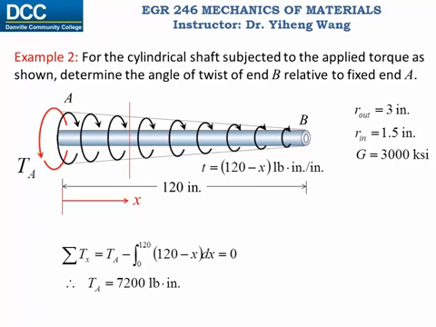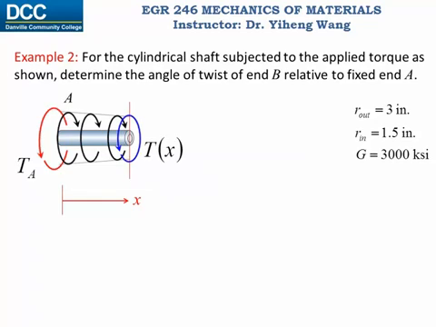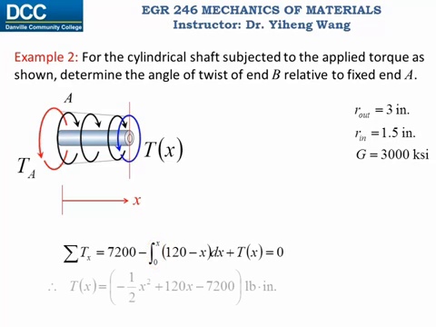Then we need to use the method of sections again to determine the internal torque as a function of position. We expose the unknown internal torque T_x, again drawn counterclockwise in the positive direction, and then we do the torque equilibrium about the x-axis. Here, the resultant torque of the applied torque during this segment from 0 to x is determined by the integration of the torque intensity from 0 to x. And from here, we can determine T_x as a function of x.